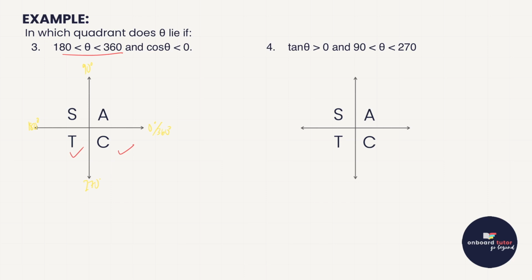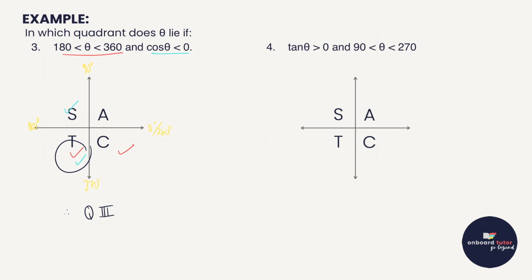And then they say to us cos theta is smaller than 0, so that means it's negative. Where is cos theta negative? Well, it's where we don't see a C. So not here or here, because this is where everything is positive. So it's either going to be one of those two, so there or there. And where both criteria are met, that's the quadrant we're talking about. So therefore, quadrant 3 for that one.